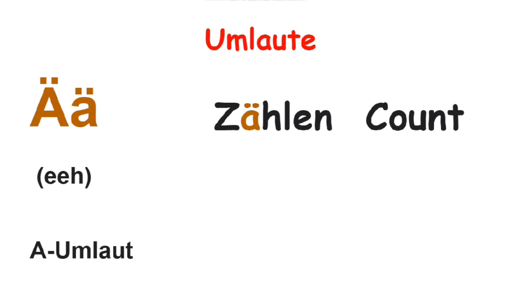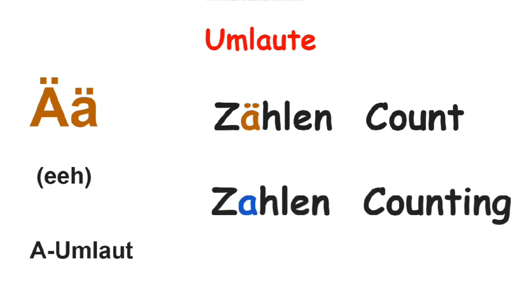Zählen, Zählen. Z is pronounced as S in the German language, that's why it is called Zählen, which means to count. The second German word is with the letter A, that is called Zahlen, Zahlen, which means numbers. First word is Zählen, second word is Zahlen. You can see the difference of one letter in the two words has changed the meaning of the word.